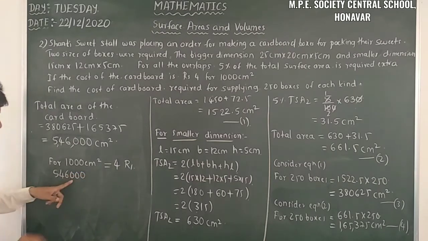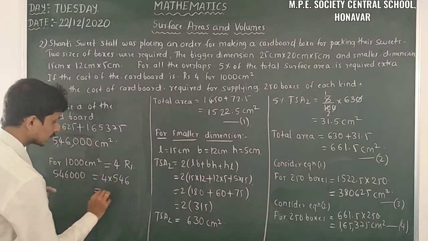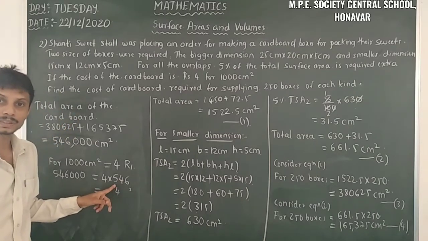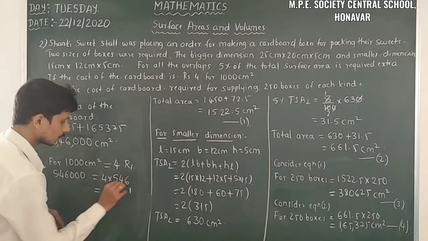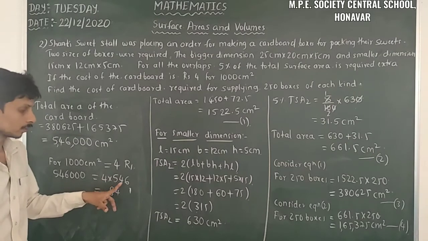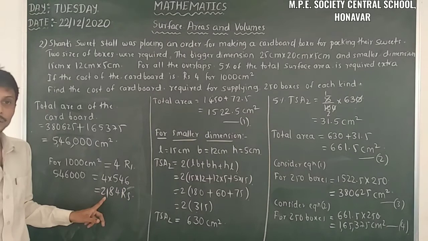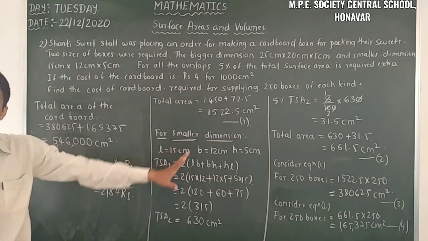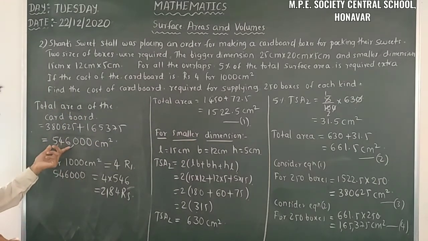So here we have the 1000, which means 546 we have to multiply here, and here also 546 we have to multiply. That is, just observe, 4 into 6, so 24, 2 remains, 4 into 4 is 16. 16 plus 2 it is 18. So we have 1. 4 into 5 is 20. 20 plus 1, 21. That is 2,184 rupees we have.